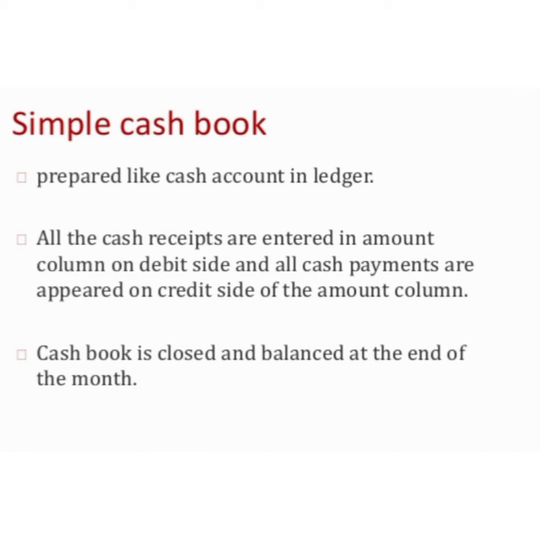The debit side of the cash book records the name of the person from whom payment has been received, the name of the heads of the income against which the payment has been received, then the name of the assets against which the payment has been received, then sales account in case of cash sales, and miscellaneous receipts account.